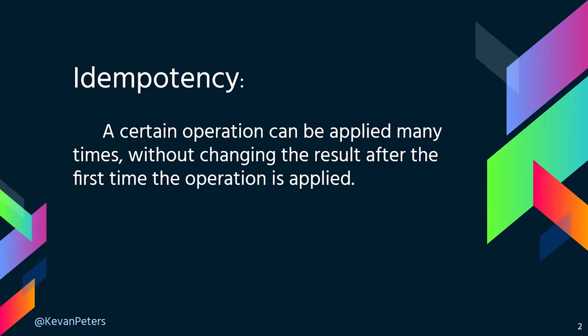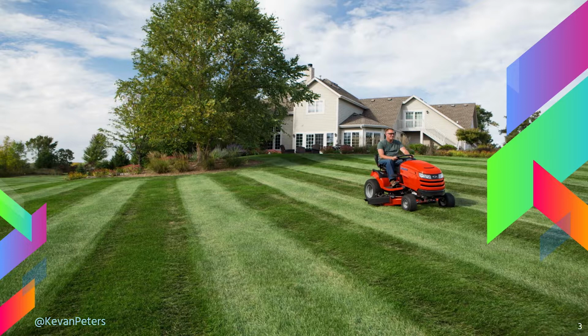Let's first look at the definition. Idempotency means a certain operation can be applied multiple times without changing the result after the first time the operation is applied. So what does this mean? Let's look at a real-world example.